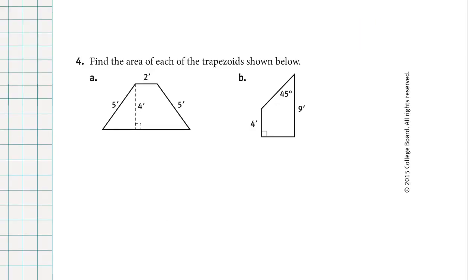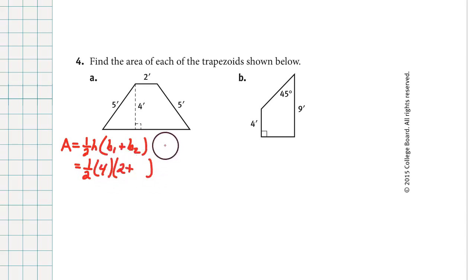Let's go to number 4 and try some examples. Find the area of the trapezoids. To find the area of a trapezoid, we're going to use the formula area equals 1/2 times the height times B1 plus B2. In this problem, this is 1/2 times 4 times B1, which is 2, plus B2. But we don't know the length of B2. We don't know the longer of the two bases. We need to find that.